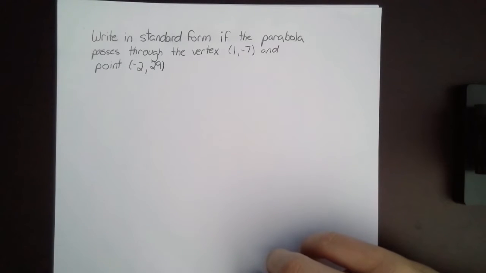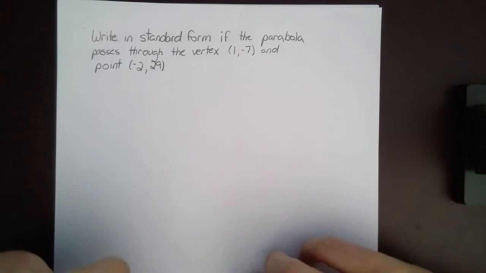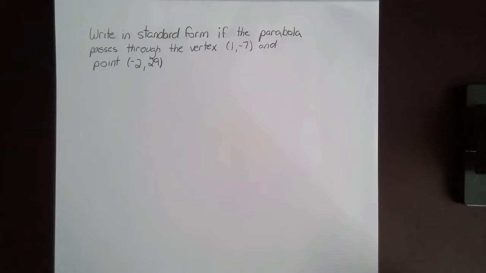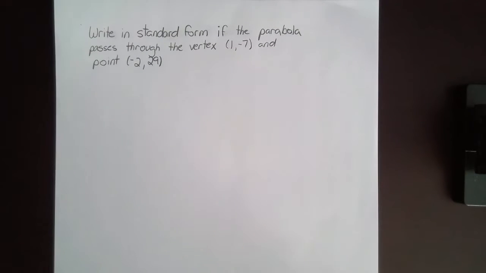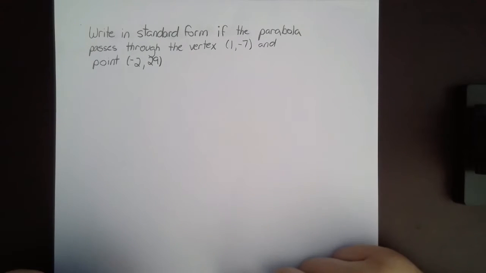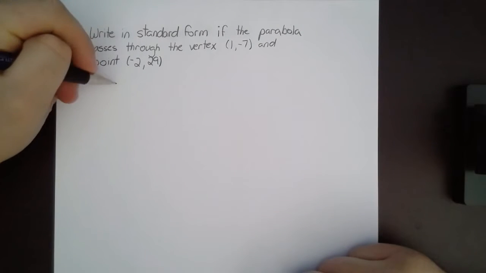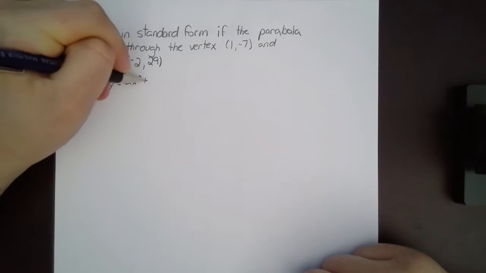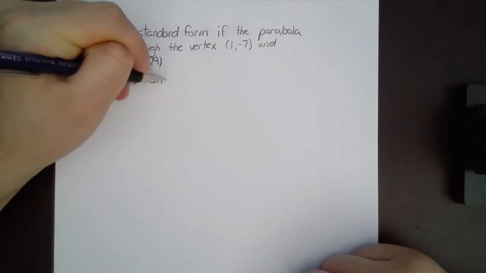Today we're going to do an example of writing an equation in standard form if we're given the vertex and a point on that parabola. So in my example here it says write in standard form if the parabola passes through the vertex (1, -7) and the point (-2, 29). Okay, so let's recall standard form: y equals ax squared plus bx plus c.